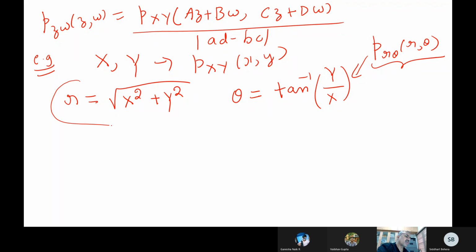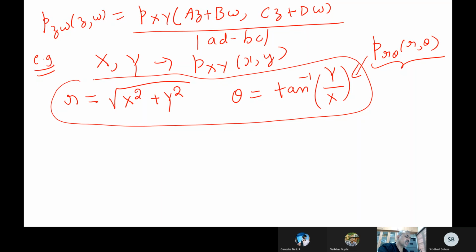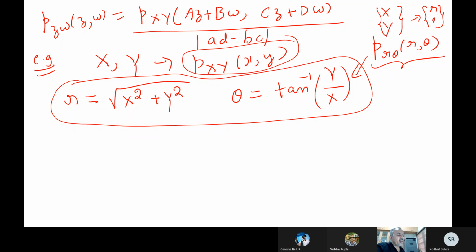Now what is the physical meaning of this transformation? Where do we use this type of transformation? x and y I have. r is the square root of x square plus y square, theta is tan inverse of y by x. Cartesian to polar. So now in Cartesian coordinates I know the density function, and I want to find out the same density function in polar coordinates, that is p of r, theta.